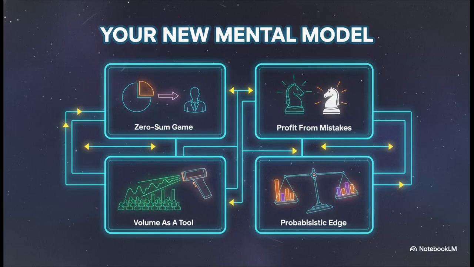So let's recap this whole mental model one last time. Number 1, trading is a zero-sum game of wealth transfer. Number 2, your goal is to profit from the predictable mistakes of other players. Number 3, volume is your best tool for counting player intensity. And number 4, the structure of that volume gives you a huge probabilistic edge. Increasing volume favors momentum, and decreasing volume favors reversals.